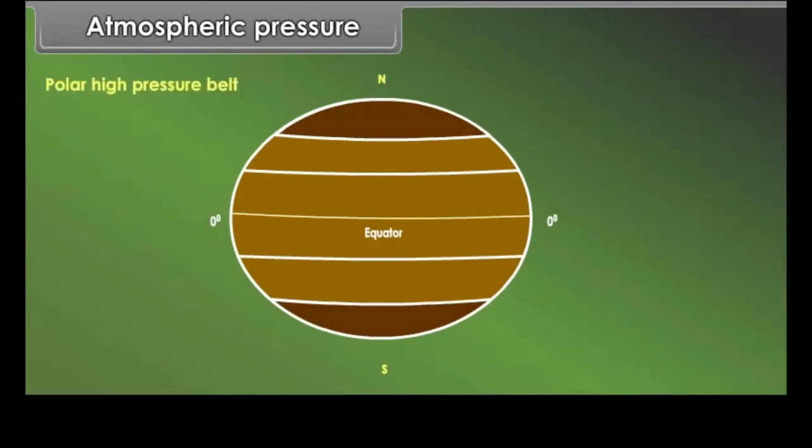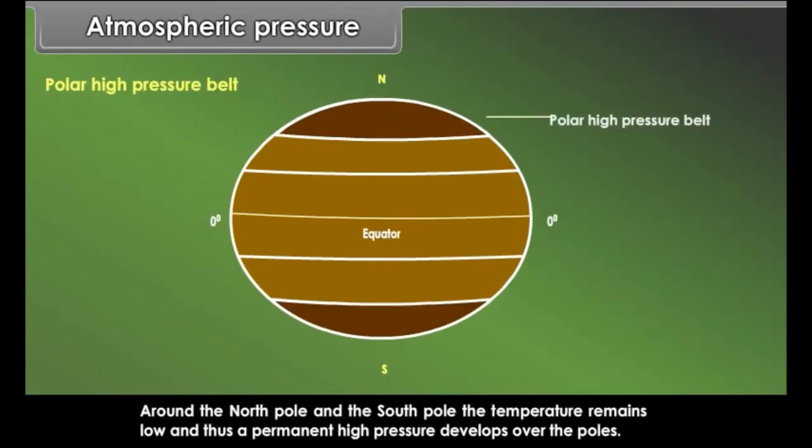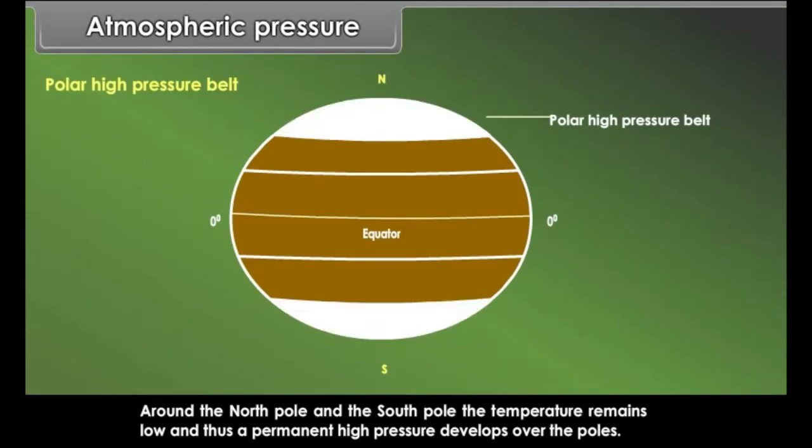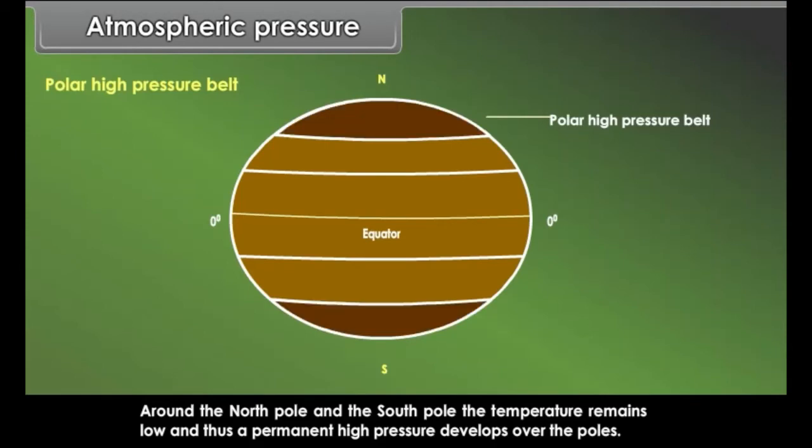Polar high pressure belt. Around the North Pole and the South Pole, the temperature remains low, and thus a permanent high pressure develops over the poles.